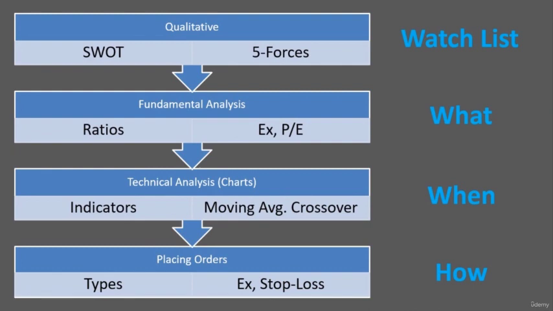If we look at this another quick way that you might have seen early on, we look at qualitative analysis to build that watch list: what are some good companies that we want to invest in from a company standpoint? Fundamental analysis is going to tell us what to buy based on these ratios. What are the stocks that seem to be pretty good? What should we buy? And technical analysis will be more about when to buy, based on these indicators saying now's the time to buy, now's the time to sell. Later we'll be talking about placing orders as far as how to buy.